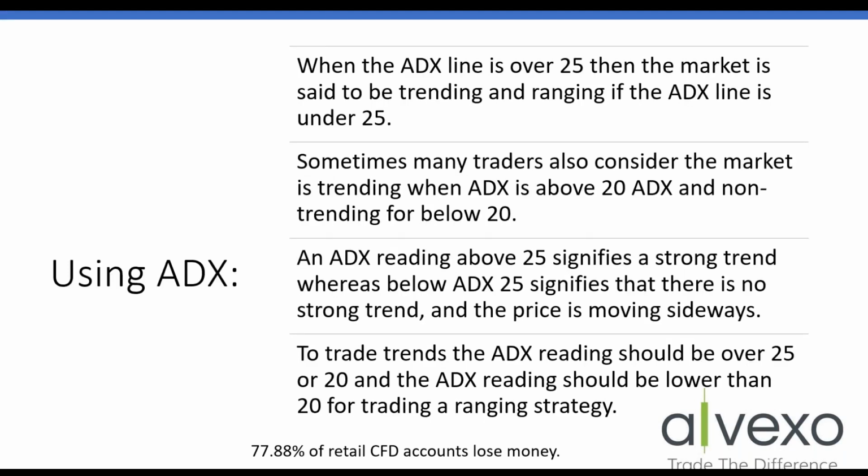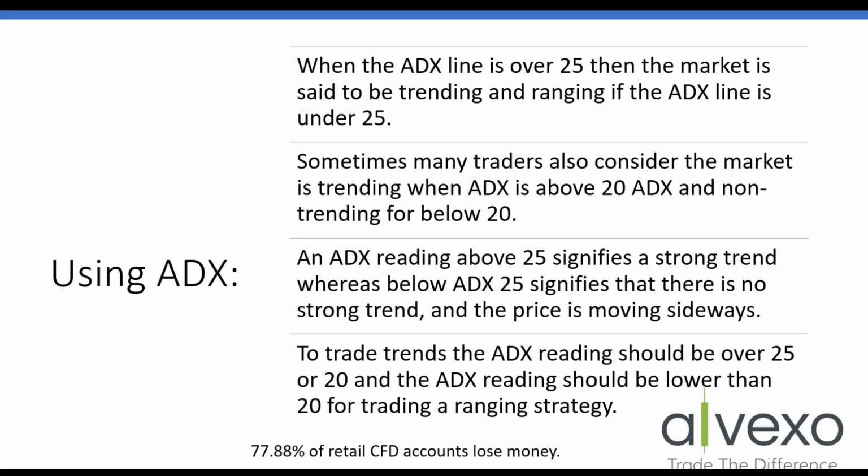So when the ADX line is over 25, that was the last line we added on, then the market is said to be trending, and ranging if the ADX line is under 25. So if it's over 25, the market is trending. It's not telling you direction. It's just telling you the market is trending, the strength of the trend. If it's under 25, we're not trending. We just have a congested mess of stuff.